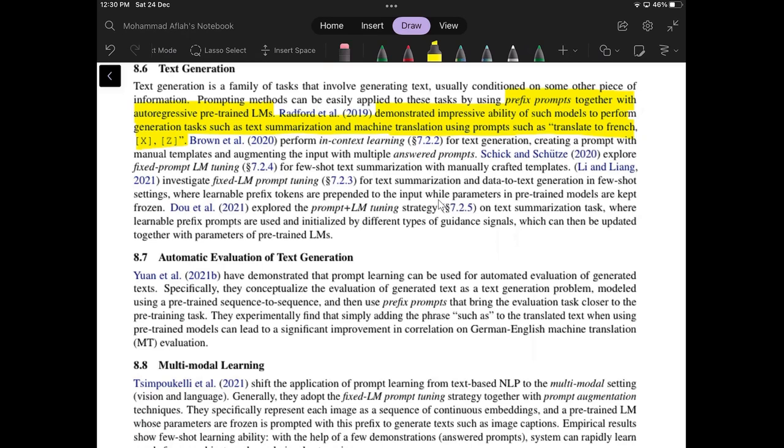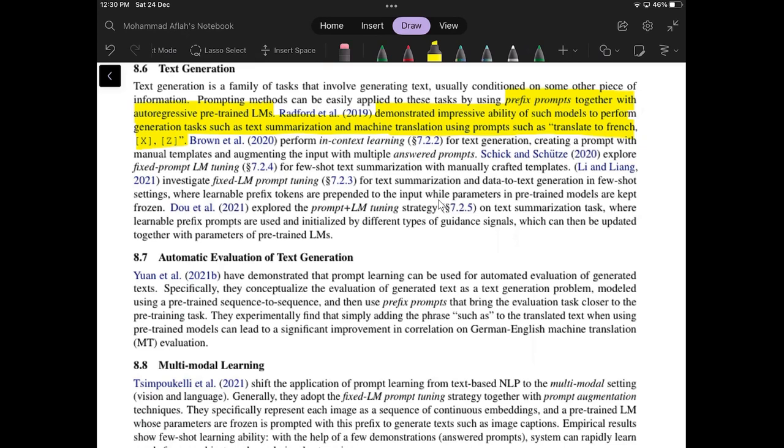Chicken Shoots 2020 explored fixed-prompt LM tuning for few-shot text summarization with manually crafted templates. Li and Liang 2021 investigate fixed-LM prompt tuning for text summarization and data-to-text generation in a few-shot setting, where learnable prefix tokens are prepended to the input while the parameters of the pre-trained model are kept frozen. Dou et al. explore prompt plus LM tuning in text summarization, where learnable prefix prompts are initialized by different types of guidance signals, which can then be updated together with the parameters of the pre-trained language models.